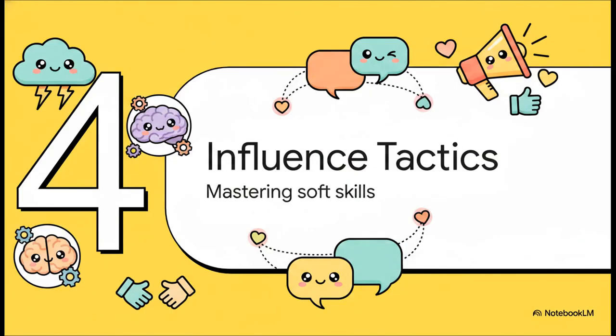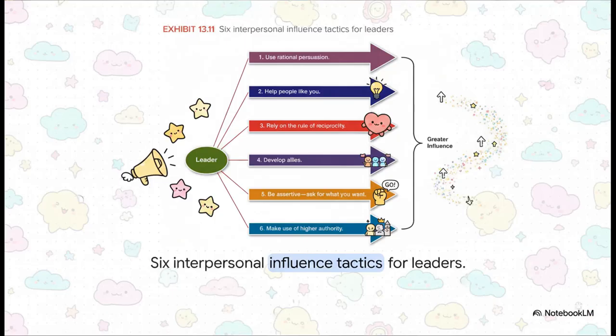Moving right along to Chapter 4, Mastering Interpersonal Influence Tactics. So we know where power comes from. Now, how do we use it? The source outlines 6 interpersonal influence tactics, and as we move sequentially from 1 down to 6, we're basically building a dynamic toolkit that a leader can use to achieve way greater influence over their followers.